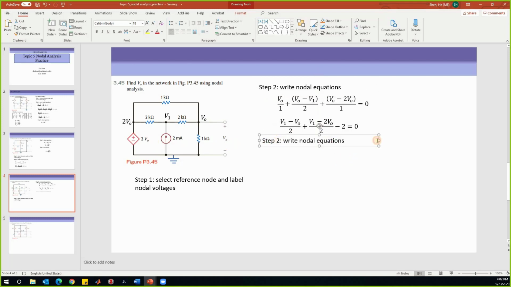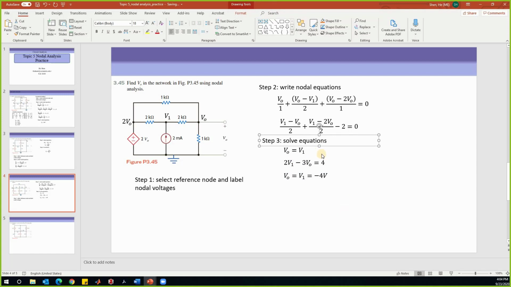Then we can solve the equations. Simplify the first equation: V1 is equal to VO. From the second equation, what do we have? Do the same thing. We multiply the equation by 2 on both ends. So 2V1 minus 3VO is equal to 4. Then we can find VO and V1. VO, which is equal to V1, is equal to negative 4.